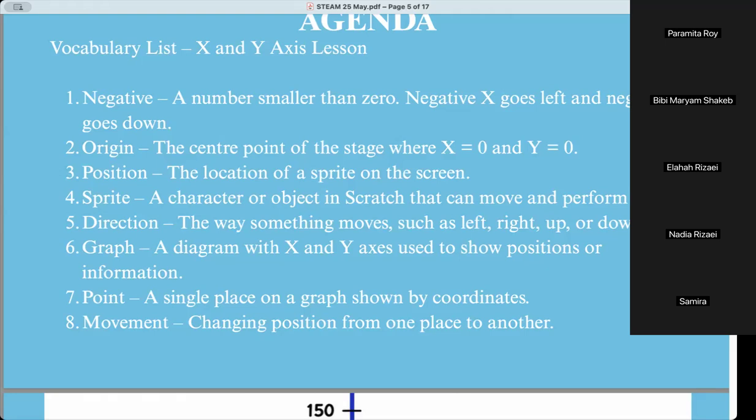Now, we just talked about positive. Positive x is when we are going from the center to the right, and when we are going from the center upwards, that is positive. But the negative is if we are going to the left, then it is negative. And when you're going down on the vertical line, that is negative.